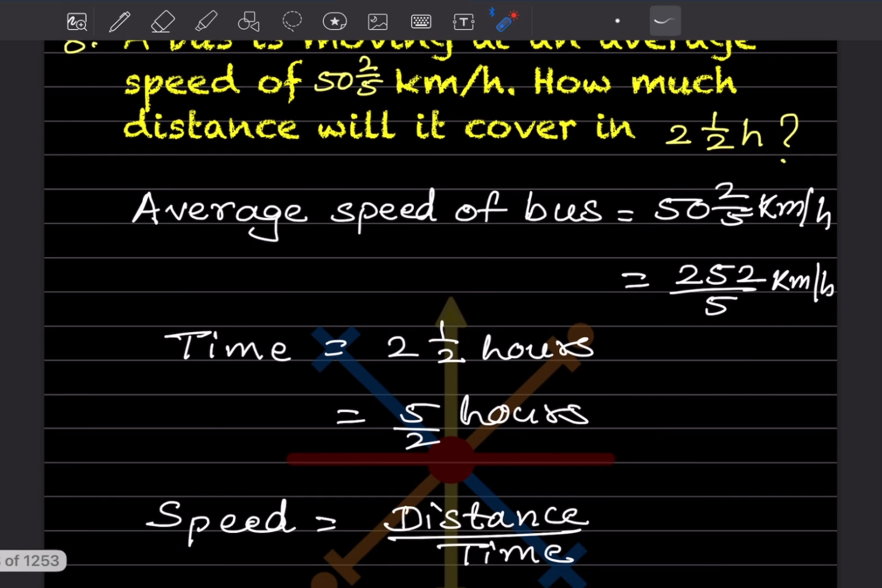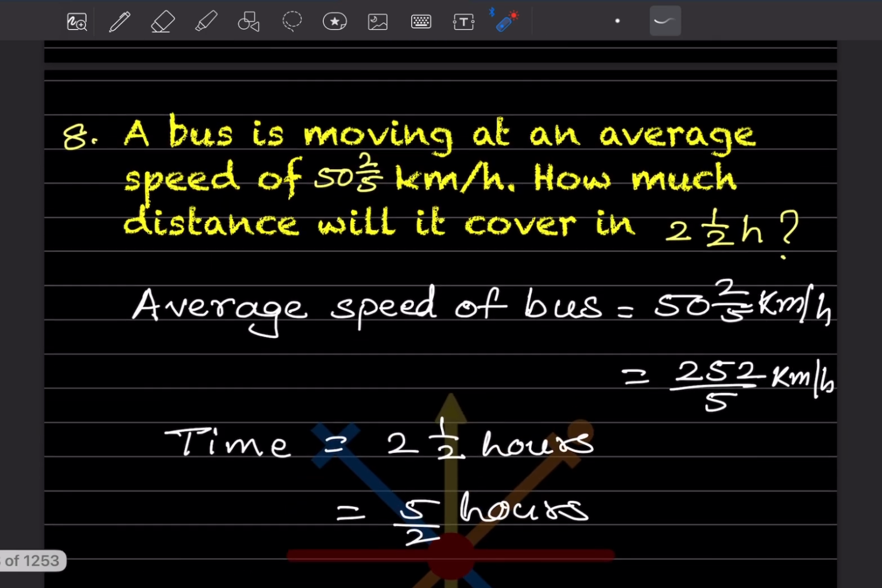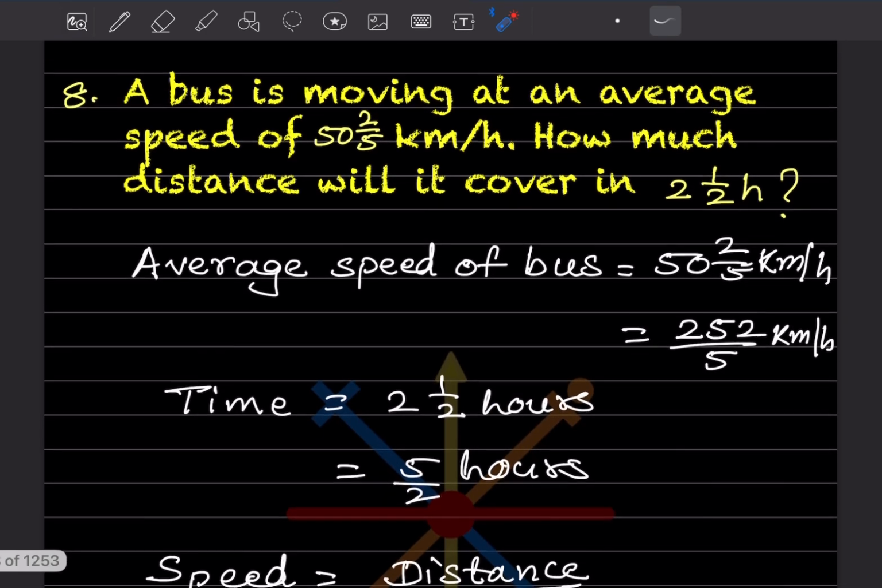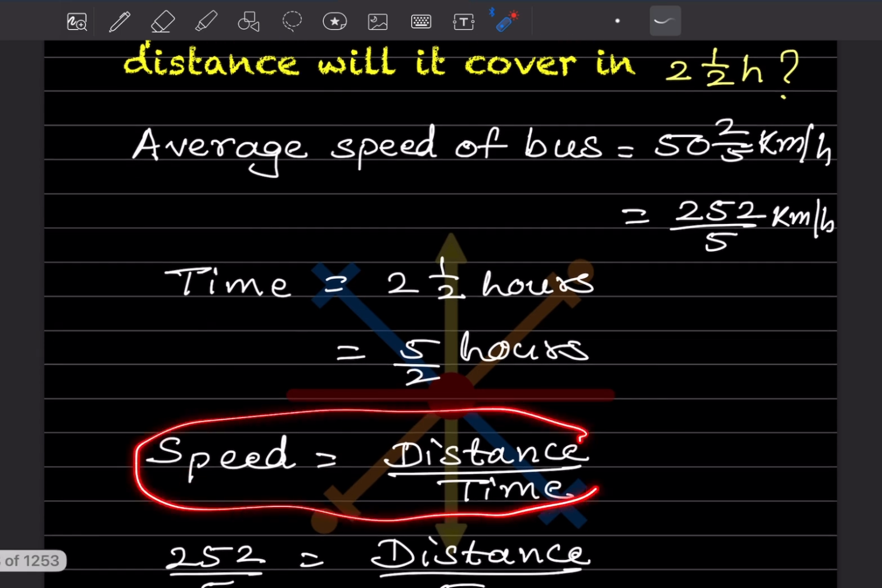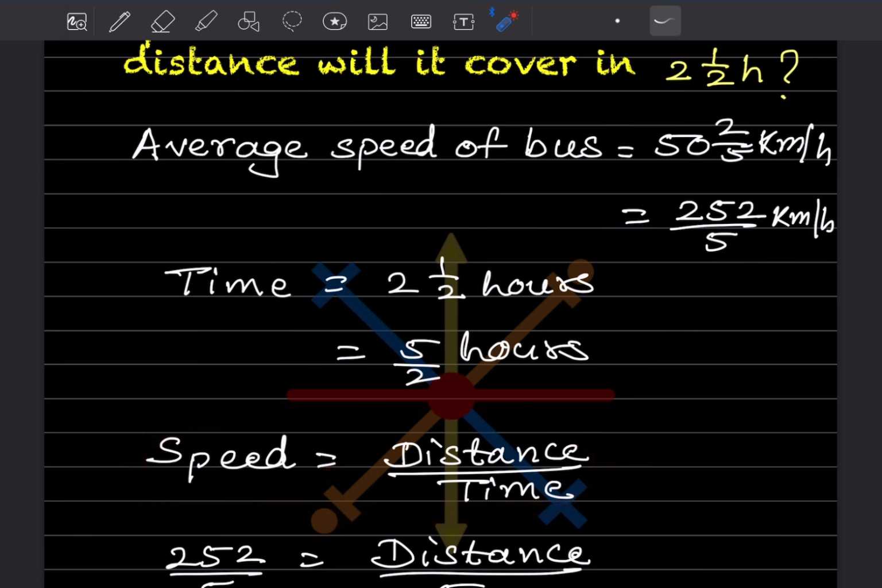So we have to find out how much distance. But here we can use the formula: speed is equal to distance by time. So why did I choose speed and not distance first? Because this is easy to remember: D divided by T. We can remember it as "detergent". You can make it any word, it starts with D and ends with T.